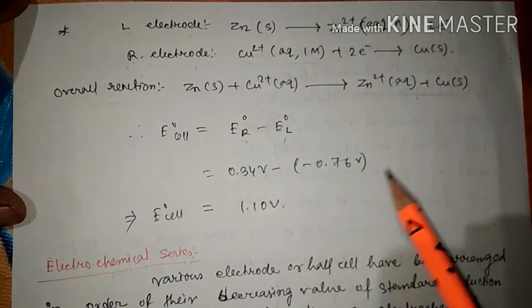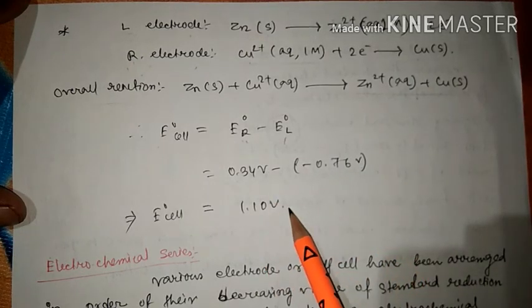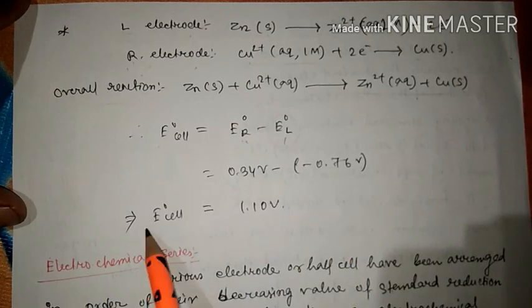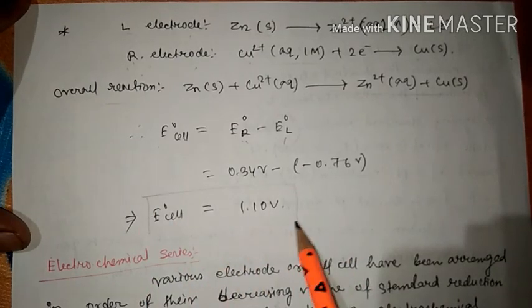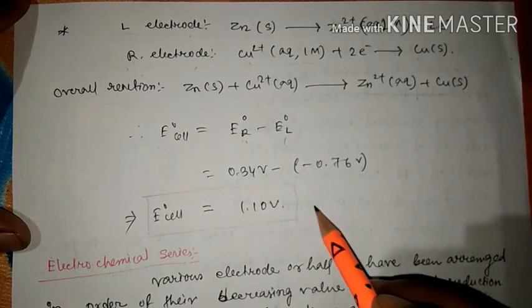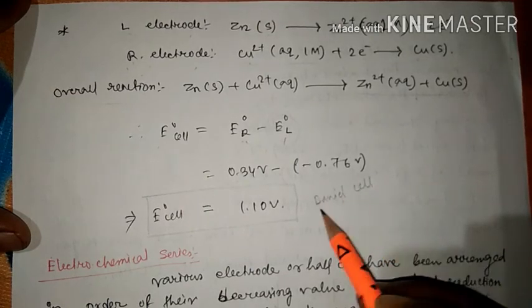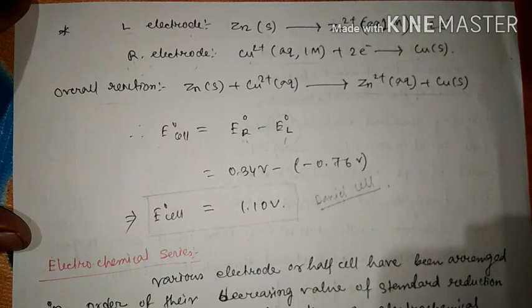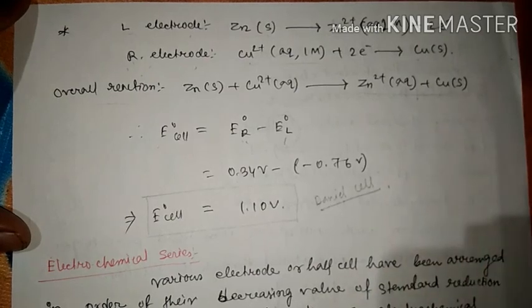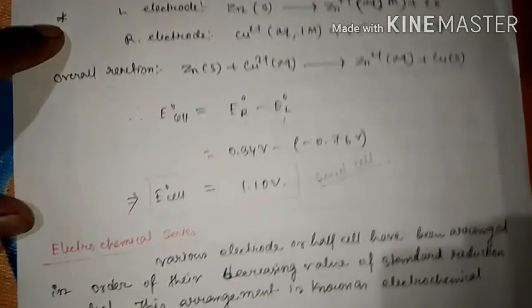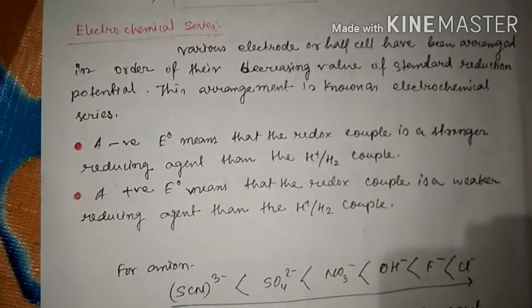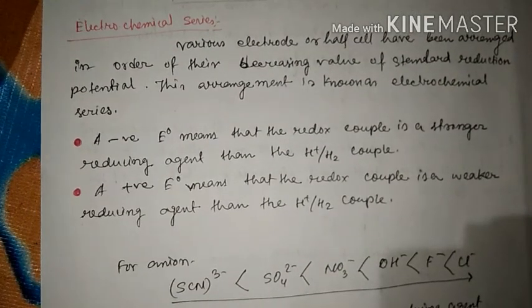Now if we just add these two values, we will get 1.1 volt, which is the electrode potential or maximum cell potential of the Daniell cell. Okay. Next is the electrochemical series.